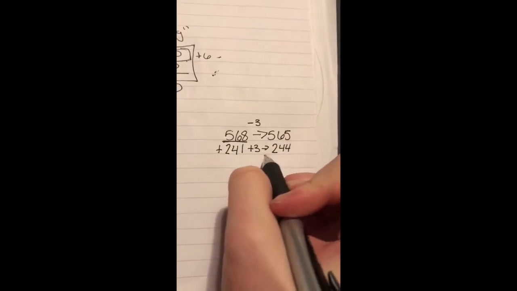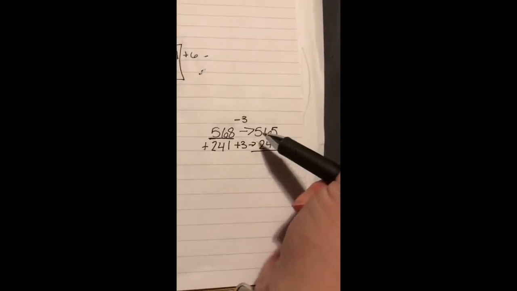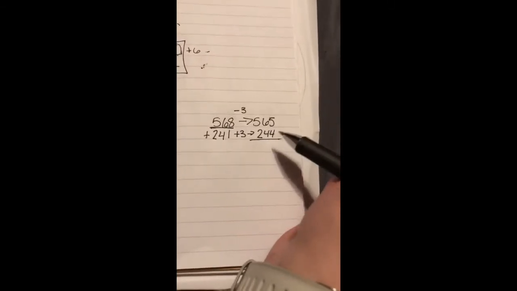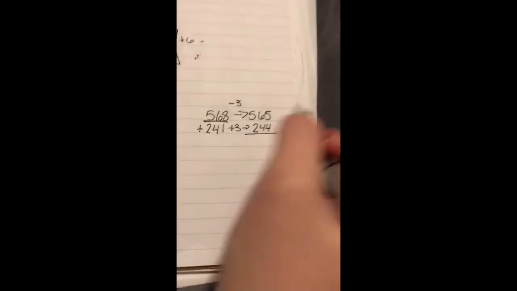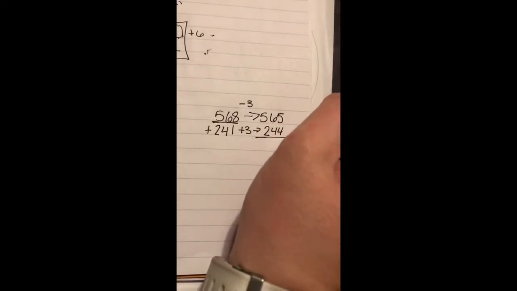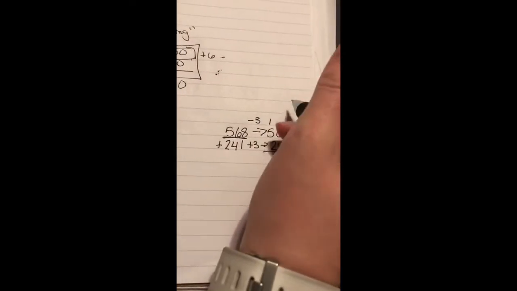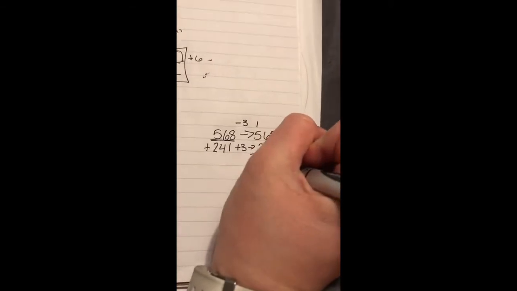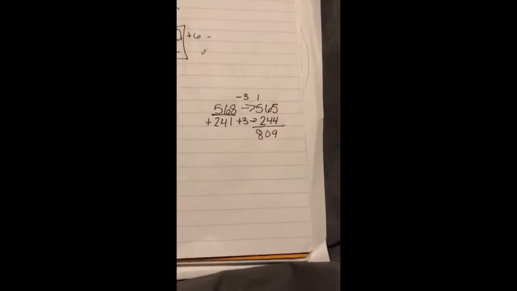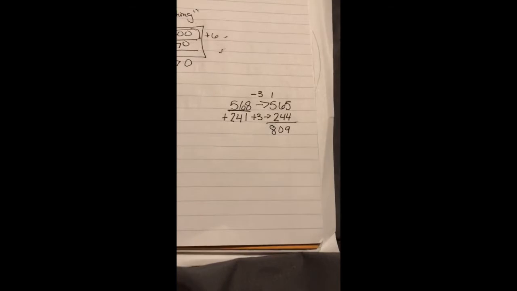244. So then we are just adding 565 plus 244. So this is then automatically 9. And we know 6 plus 4 is 10. We know 5 is 6, 7, 8. So then we get 809.